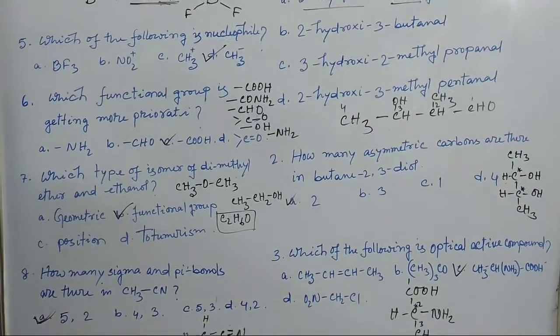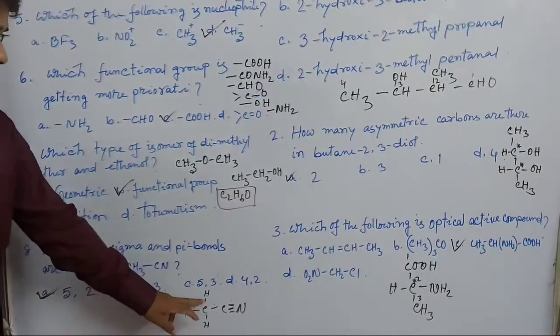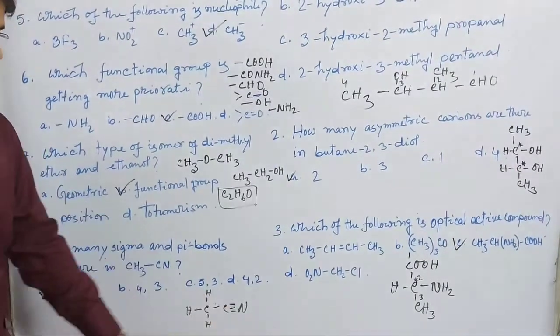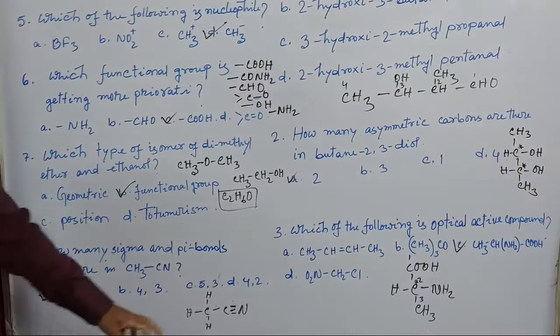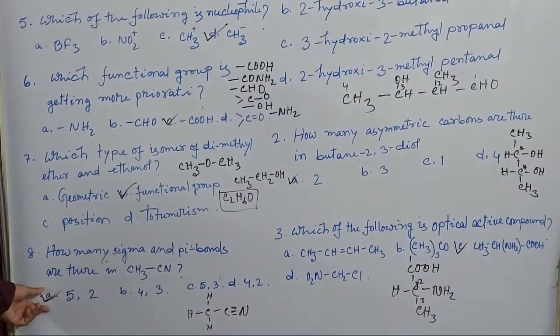If I write the structural formula of methyl cyanide, we'll see that there are 1, 2, 3, 4 sigma bonds and 1 more sigma bond. I mean 5 sigma bonds and 2 pi bonds. That's why the correct answer is A.